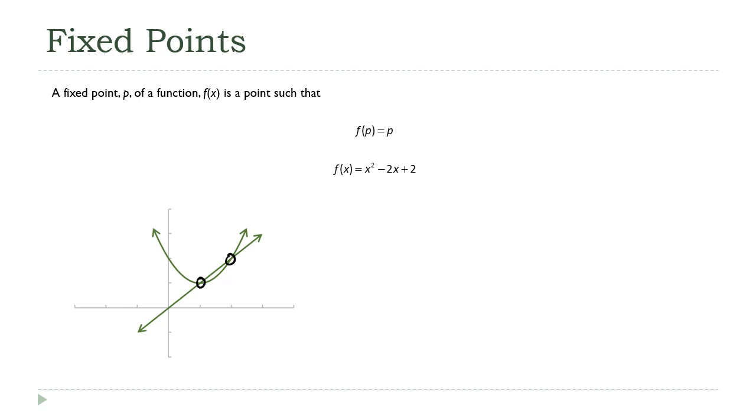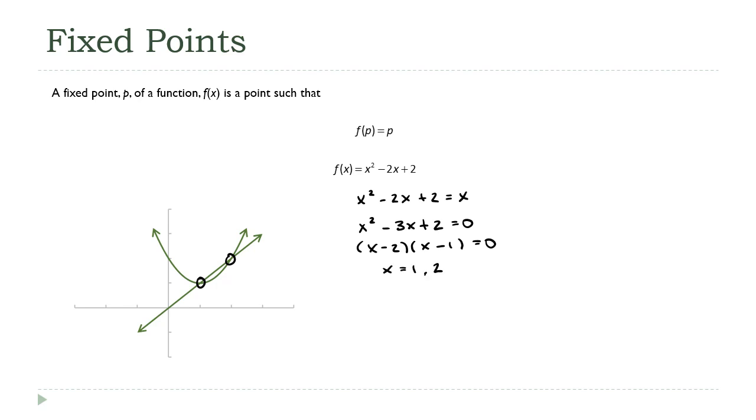Now, when we've got a specific function like this one, calculating the location of a fixed point means solving the equation f of x equals x. With this function, that would be x squared minus 2x plus 2 equals x. And that's just a polynomial equation. We can solve that pretty quickly. We'll set it equal to 0: x squared minus 3x plus 2 equals 0. That factors as x minus 2 times x minus 1, and we get two solutions, x equals 1 and x equals 2.